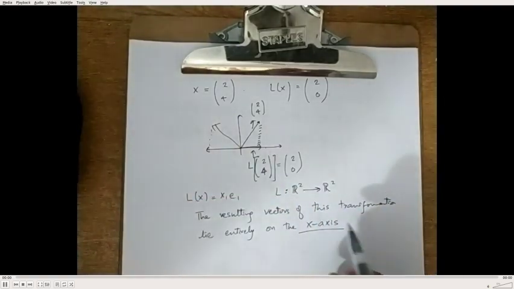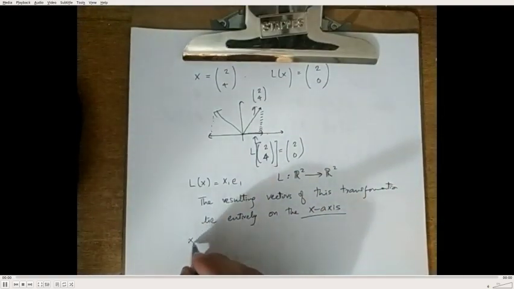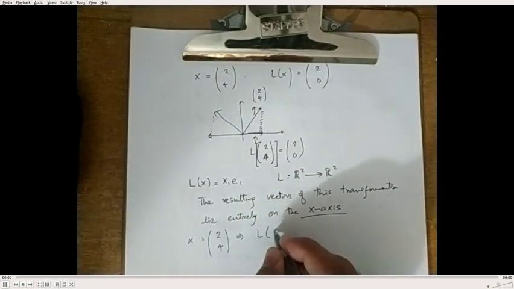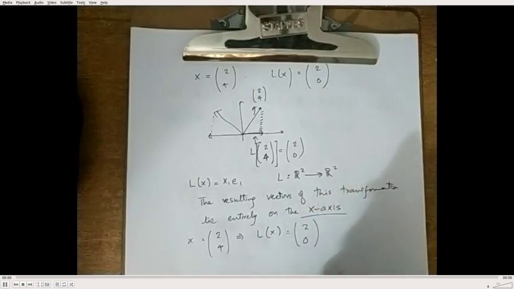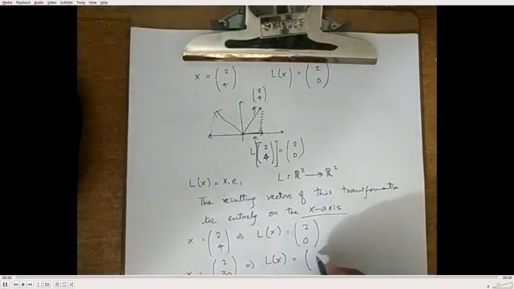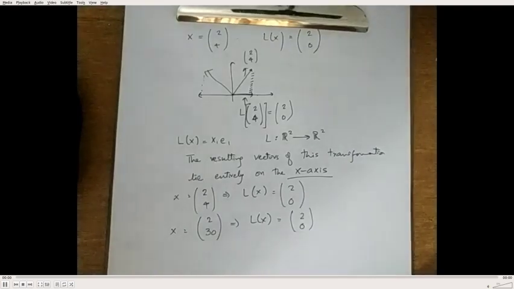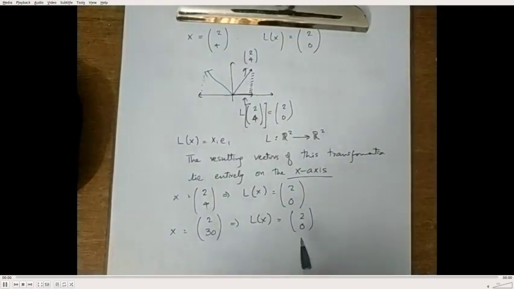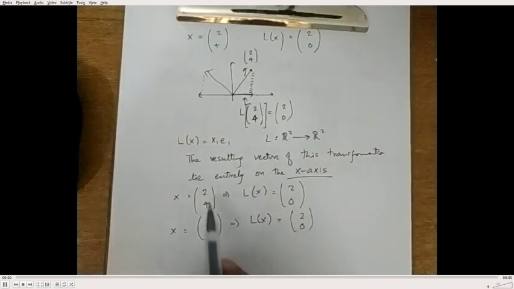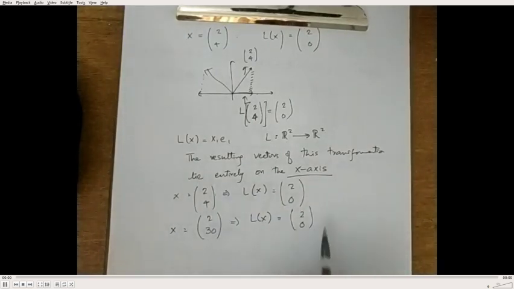So if you think about it, the image of (2, 4) under L of x is simply (2, 0). But if you have any other vector, even (2, 30), the image of that is also going to be (2, 0), which tells you something. Just like functions, the input for this linear transformation is not uniquely determined by the image. So in some sense, this transformation is not one-to-one, because both of these inputs have the same output, the same image.